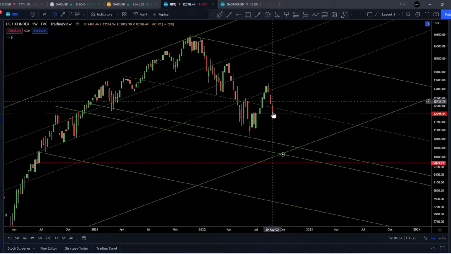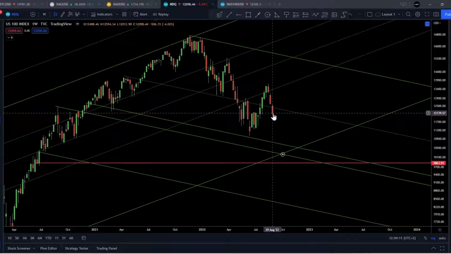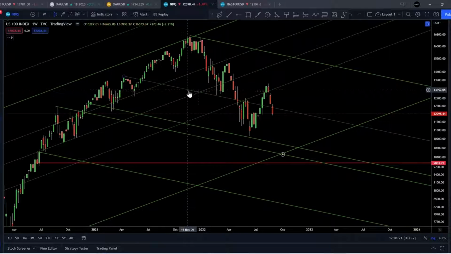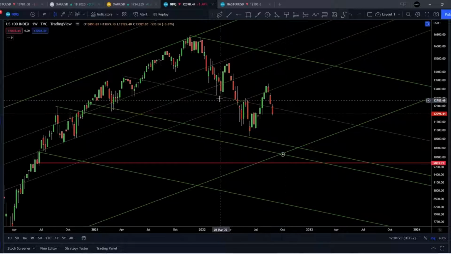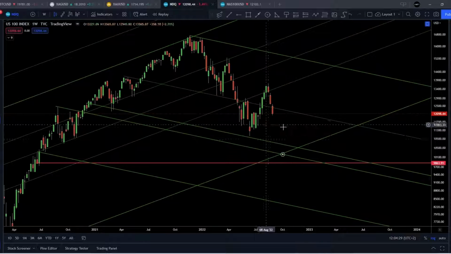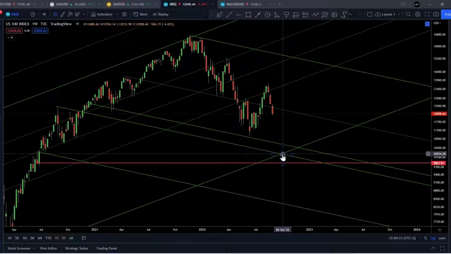Different here, the correction is not that strong, but it's very fast. So we will be careful with that. There is still a lot of room to the downside. We broke below this descending support that was support earlier this year, and we have a lot of room to the downside with some interesting intersections.